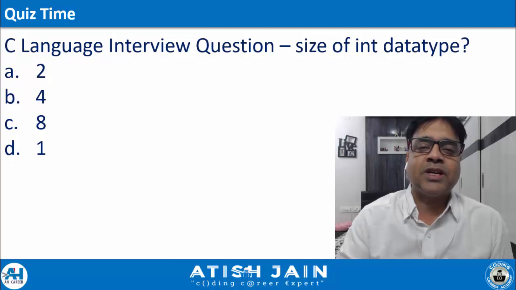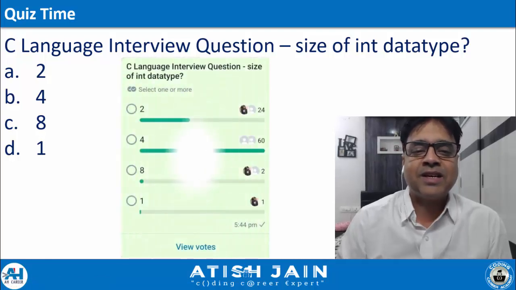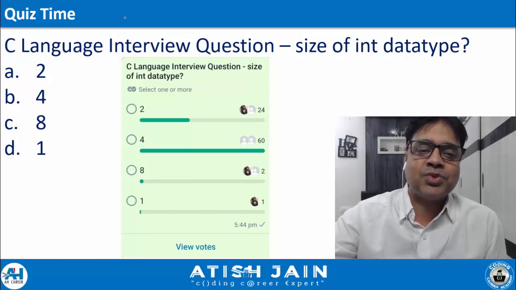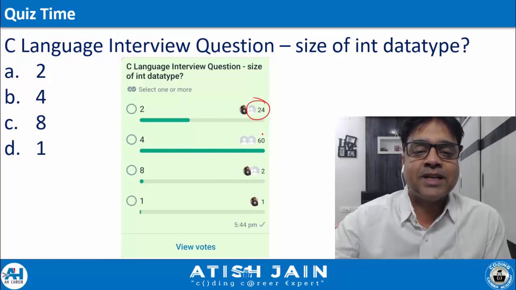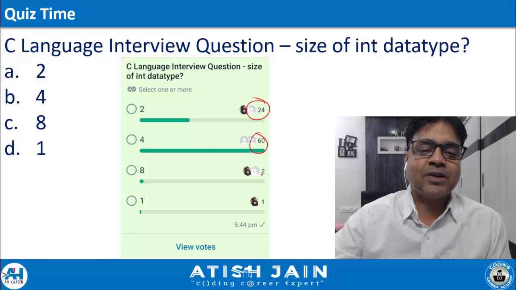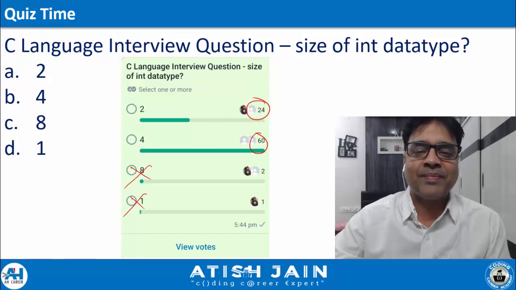I posted this question in our WhatsApp group, and many people answered it, and these are the results. 24 students said it occupies 2 bytes. 60 students said it occupies 4 bytes, 2 students said 8 bytes, and one said 1 byte. So 8 bytes is wrong and 1 byte is also wrong.